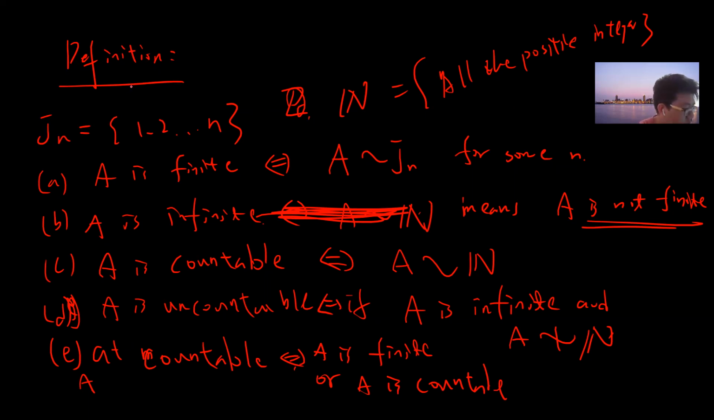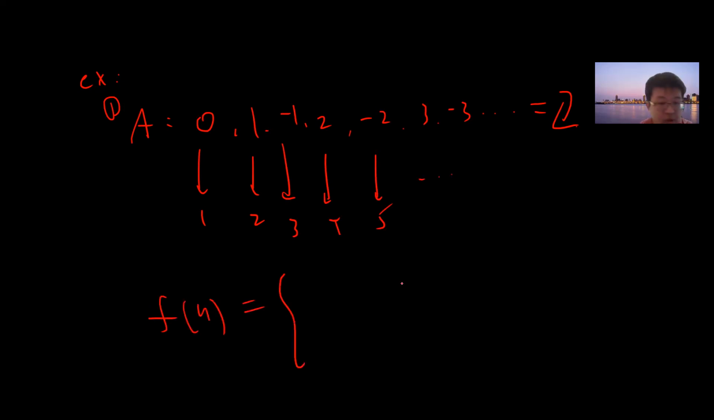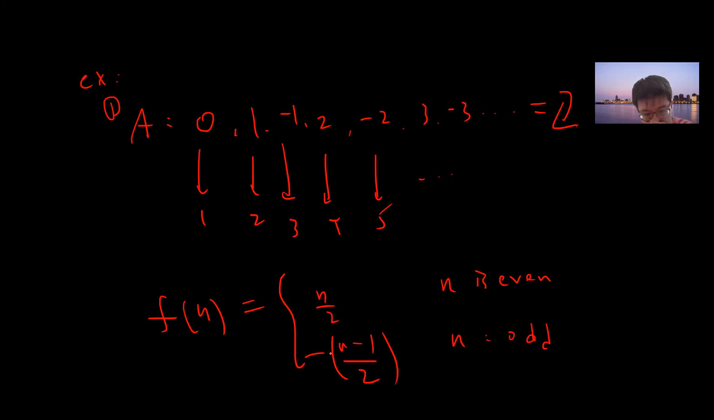Okay, so I just want to give a trivial example. The first example: suppose A is the list 0, 1, minus 1, 2, minus 2, 3, minus 3. So this is just the integers, right? You can map this to 1, 2, 3, 4, 5. A simple mapping is basically f of n: if n is even, it maps to n divided by 2; if n is odd, it maps to negative (n minus 1) divided by 2. So you can create this f from the natural numbers to the integers. Show it by yourself.